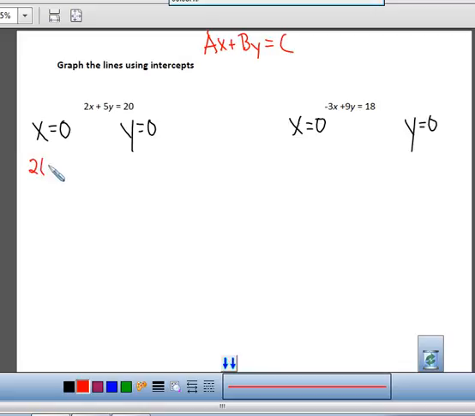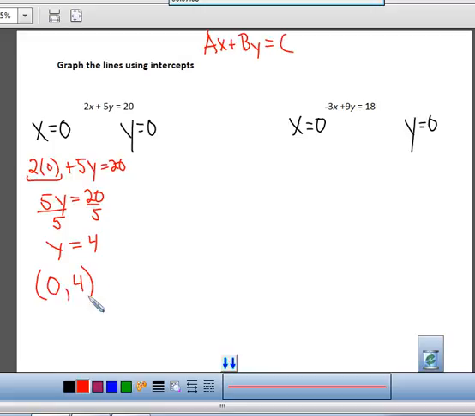So I get 2 times 0 plus 5y equals 20. That's 0 plus 5y, or just 5y equals 20. So divide both sides by 5. y equals 4. So my first point is 0 comma 4.